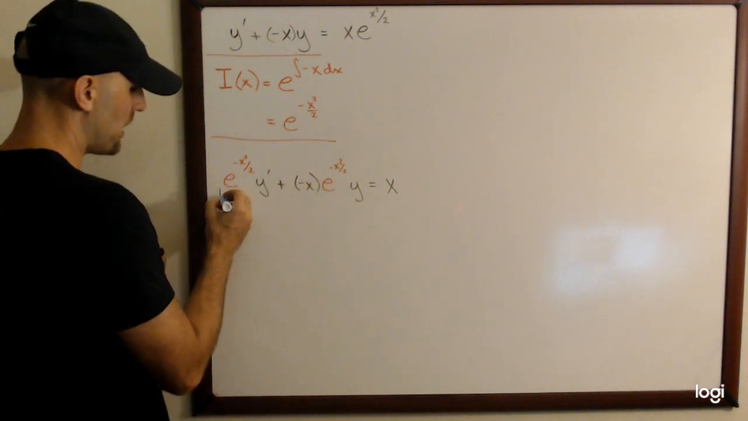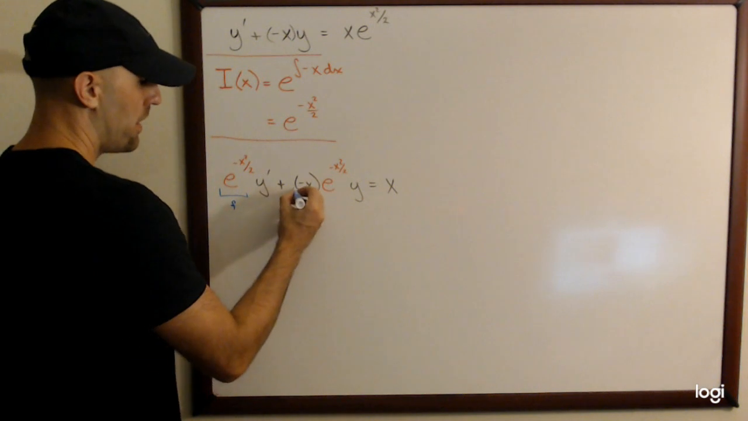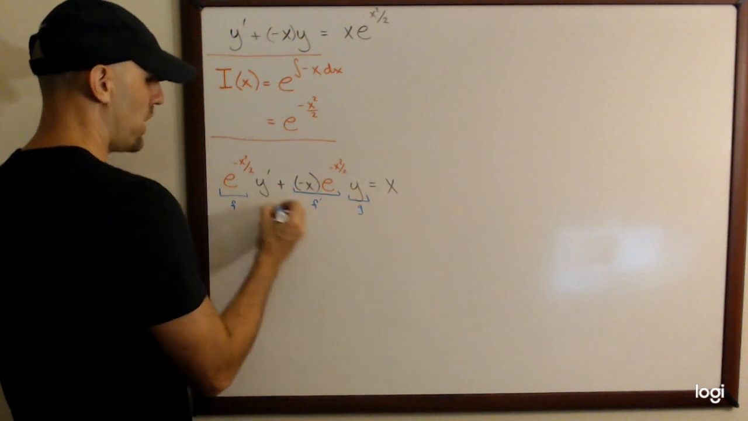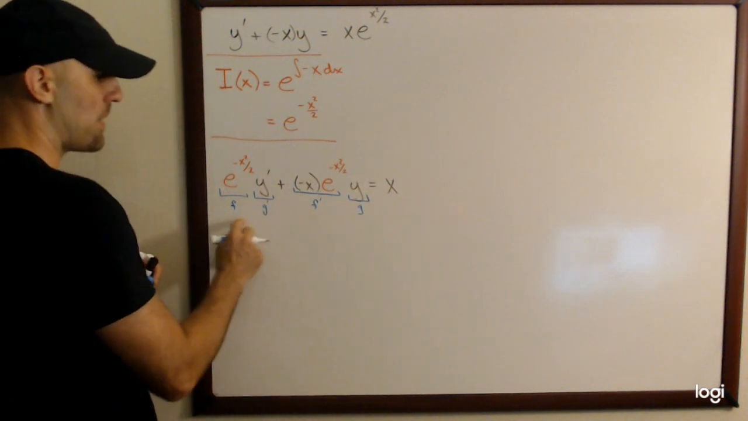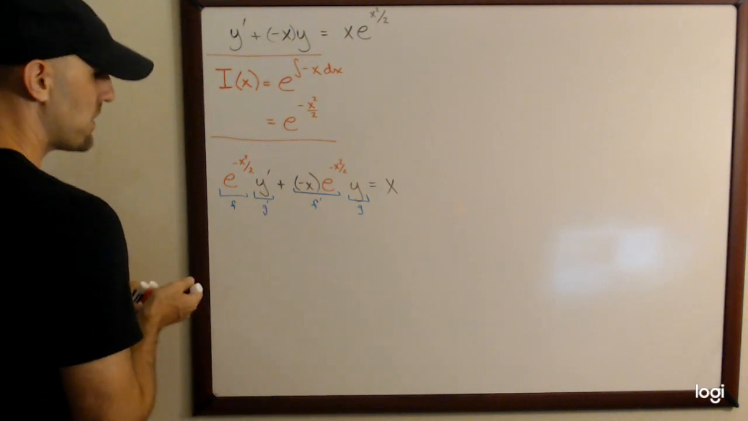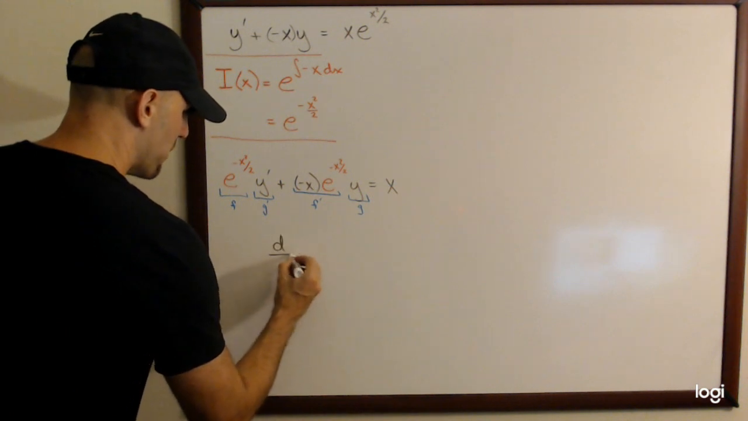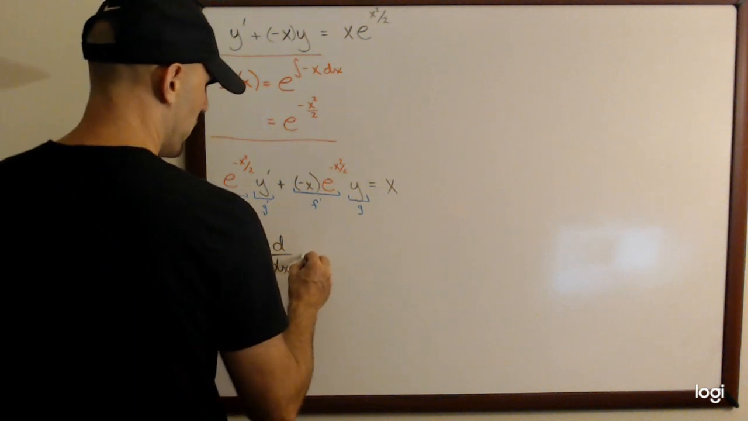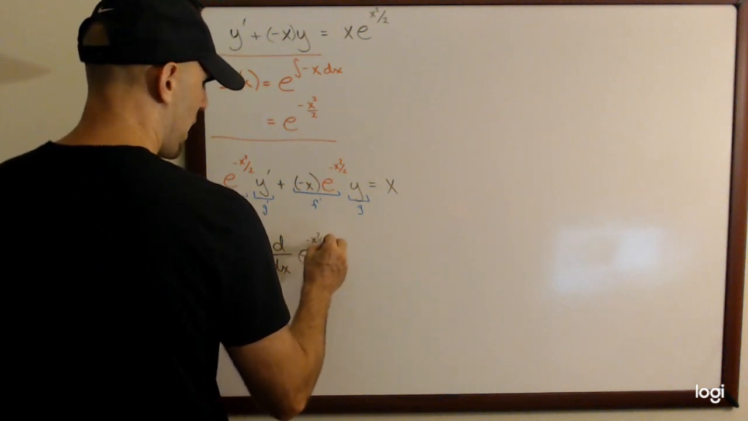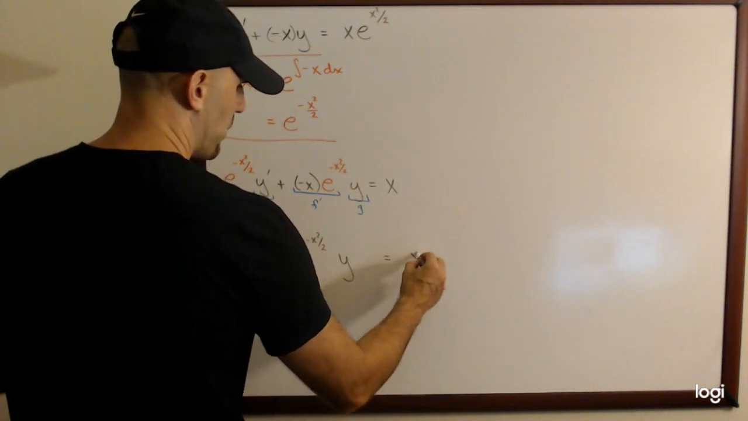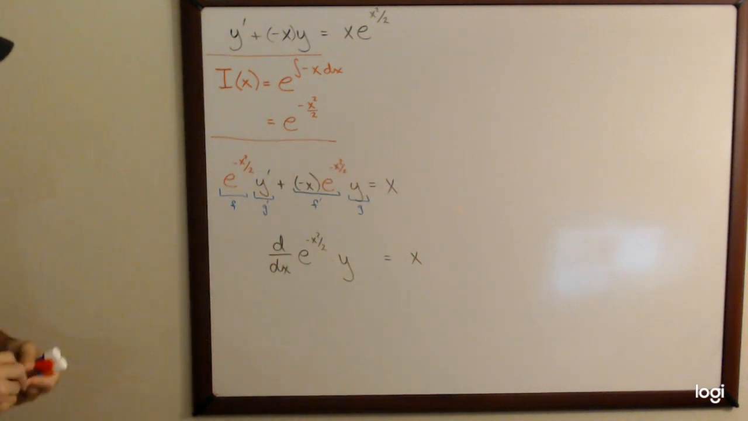So, again, let's call this function f, then this function would be f prime, right? And if that function is g, then that function will be g prime, and that's what I want, right? f times g prime plus f prime times g. So let's rewrite this. We'll write it as the derivative with respect to x of f times g, so of e to the negative x squared over 2 times y. Okay? And that's equal to, again, the right-hand side didn't change, it's equal to x. All right. Almost done then.